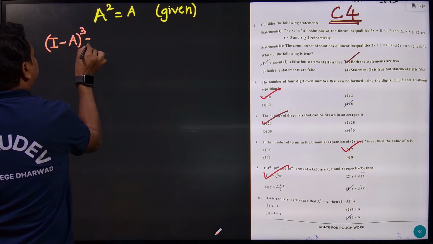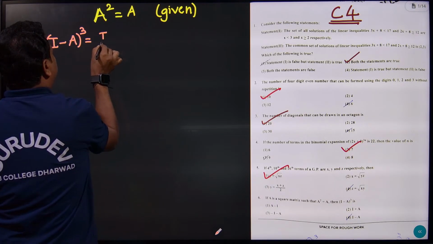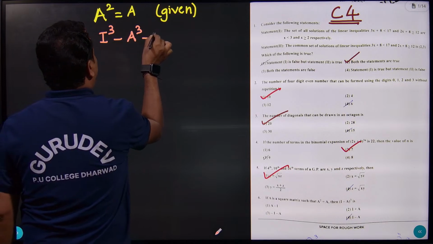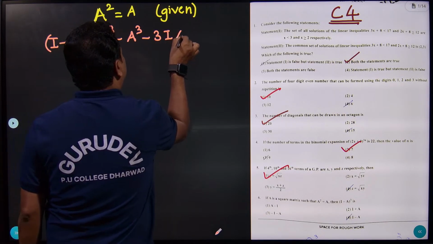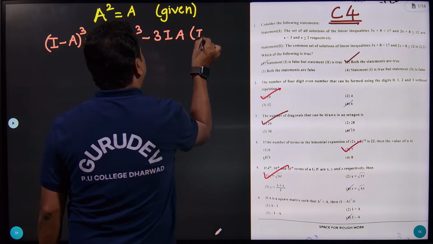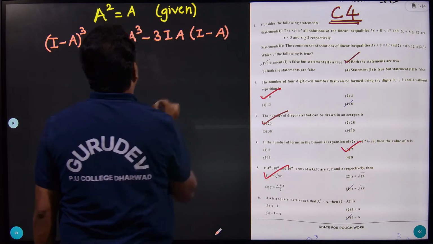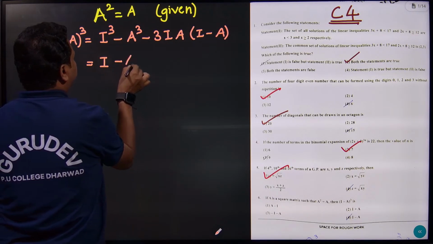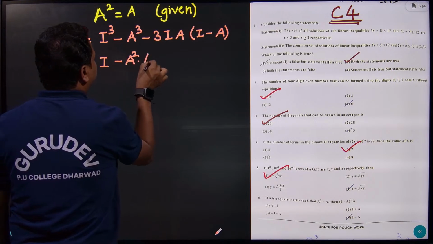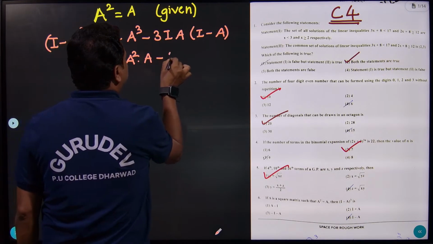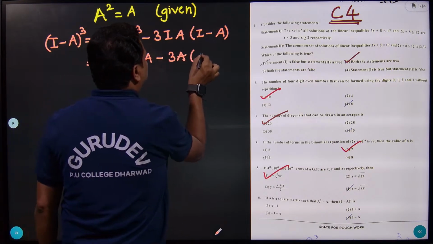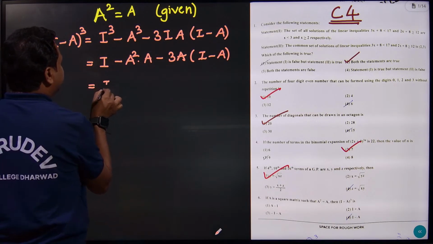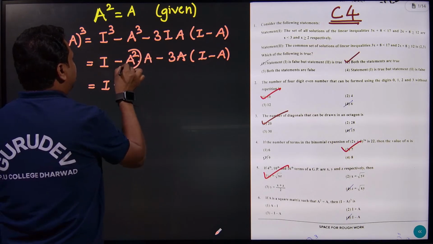I think it is nothing but (a minus b) whole cube. What is (a minus b) whole cube? a cube minus b cube minus 3ab into (a minus b). Correct? Now I cube is always I itself. A cube can be written as A square into A, minus I into A is nothing but A, and I minus A as it is. Correct? And I as it is. What is A square from the given condition?